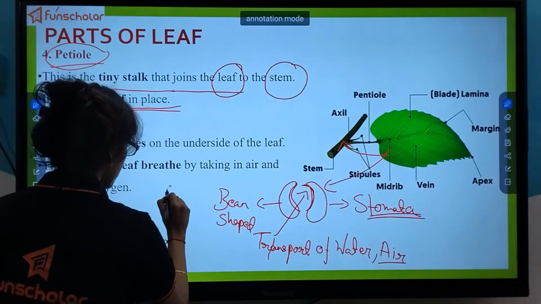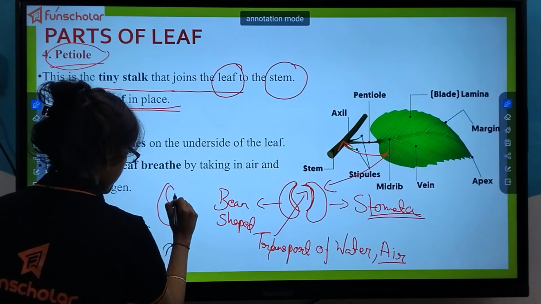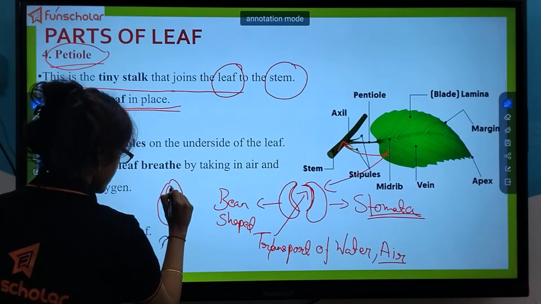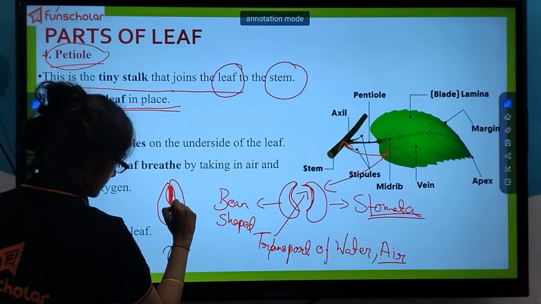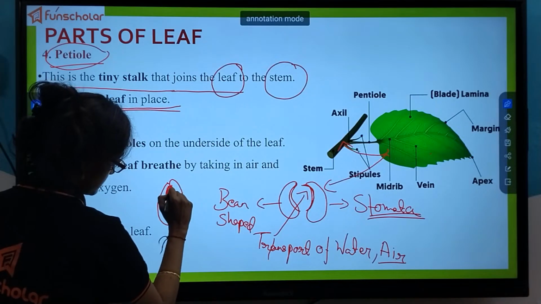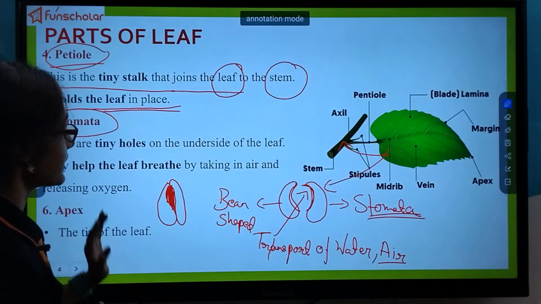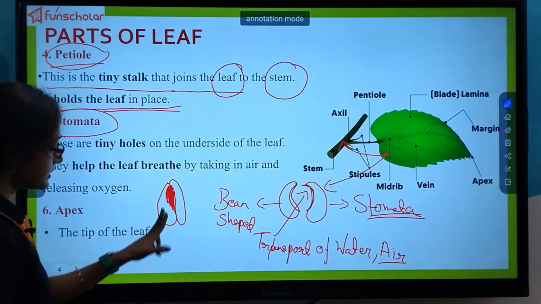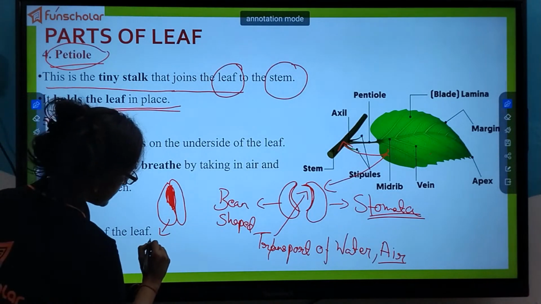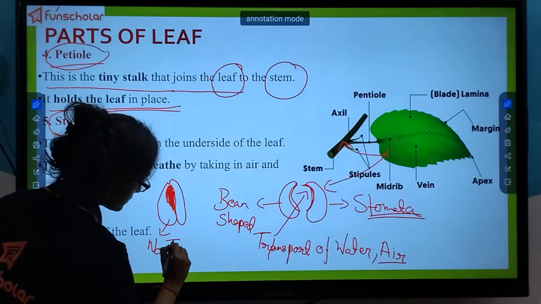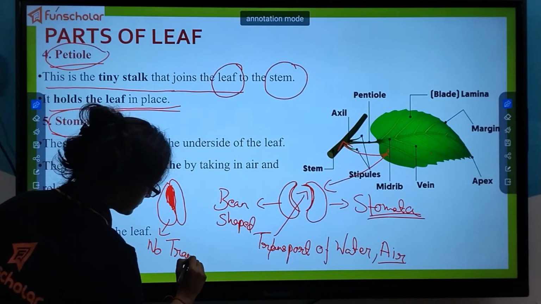When it is closed, ma'am's handwriting, drawing is not that perfect, but it is closed. So if it is closed, then no transport.